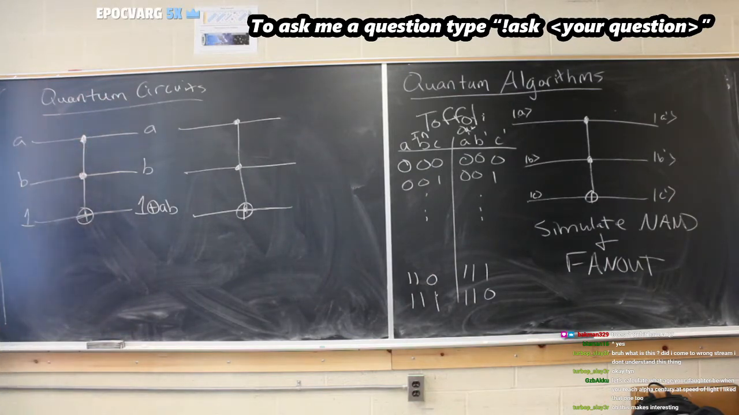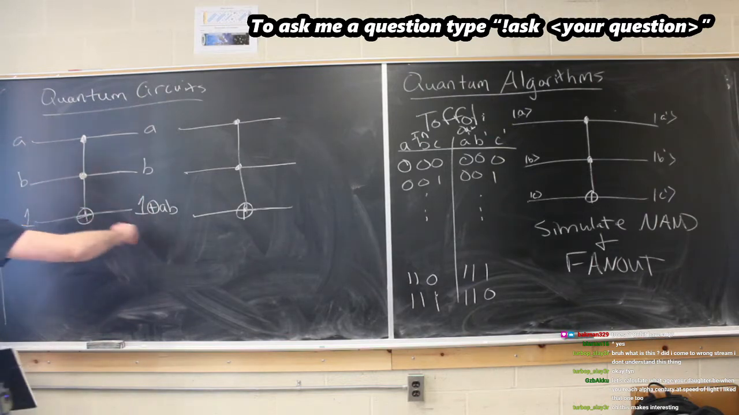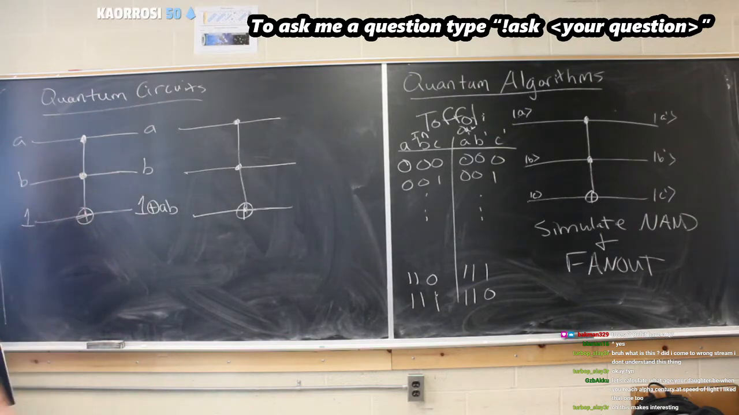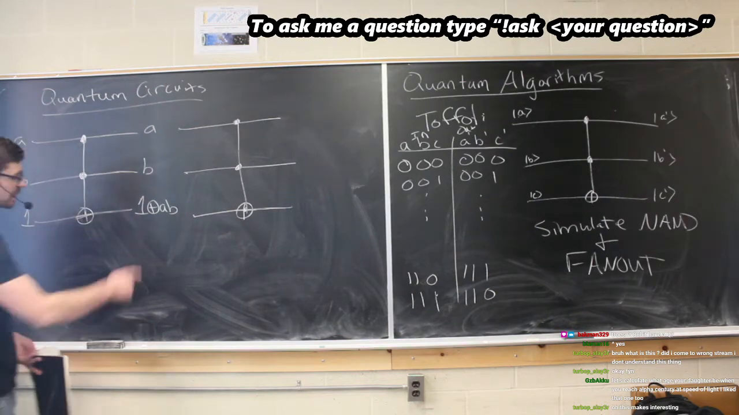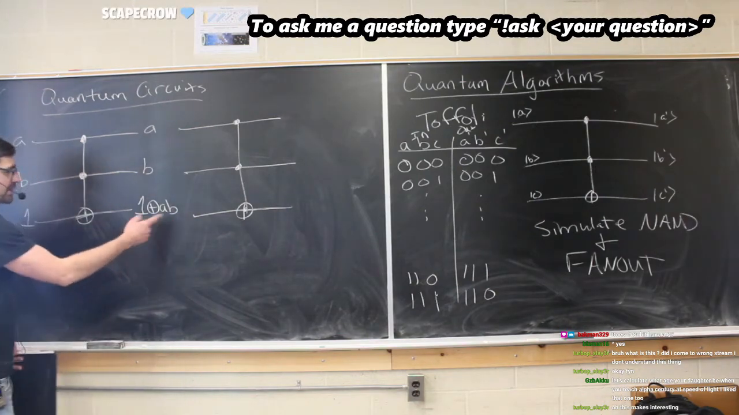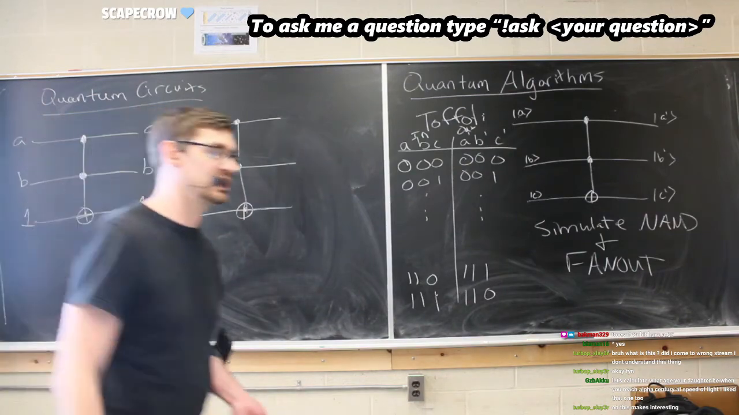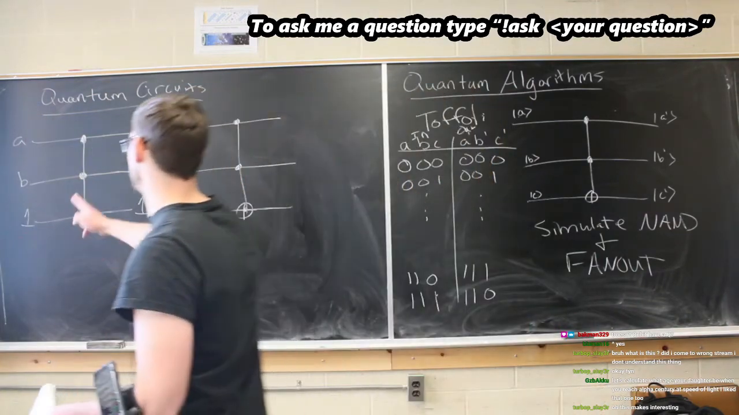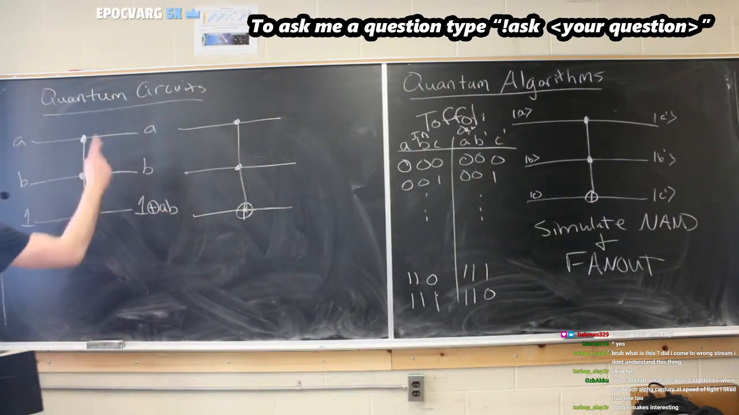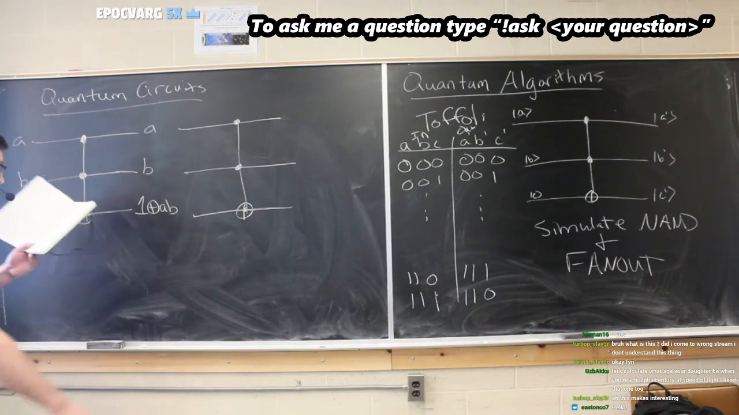Okay, so now if A and B, this is basically fancy language for saying if A and B are 1, then this is going to flip because it's modulus 2. So if they're 1, then 1 plus 1 is 2, so modulus 2 is going to be 0, so this 1 will flip to 0. Otherwise, it's just going to be 1. Now, that's the NAND gate.